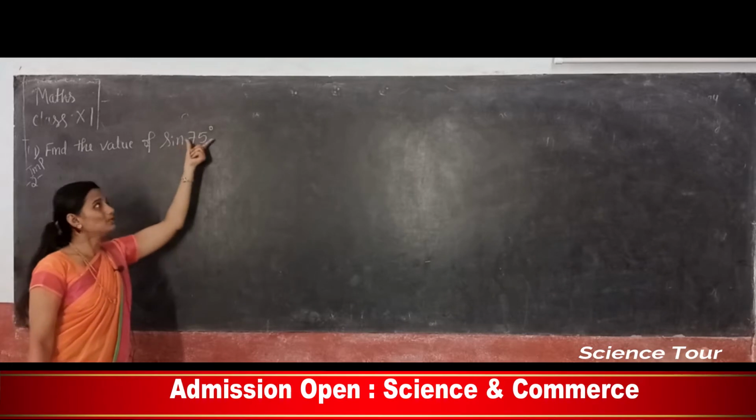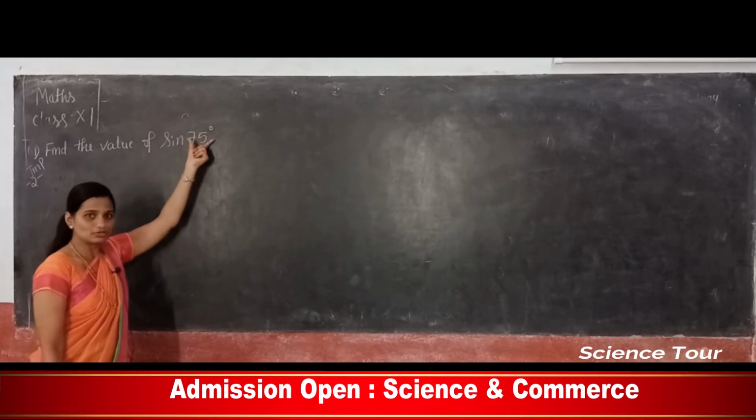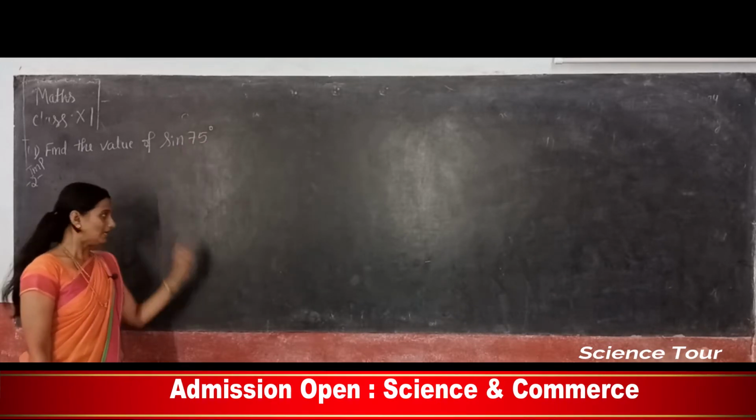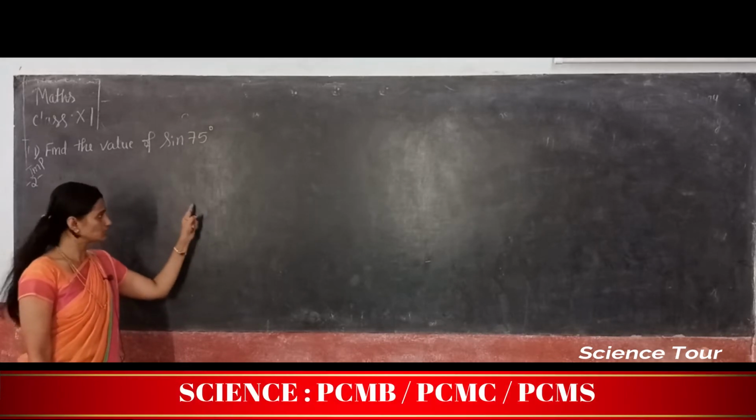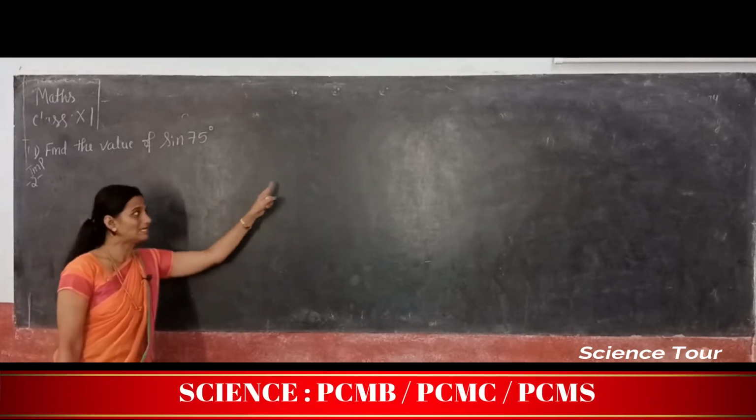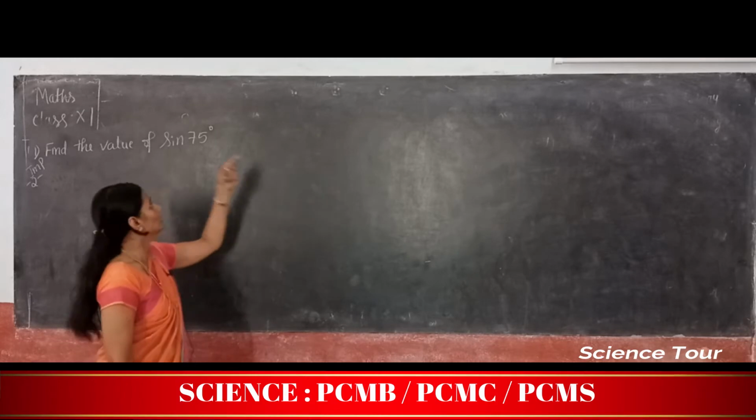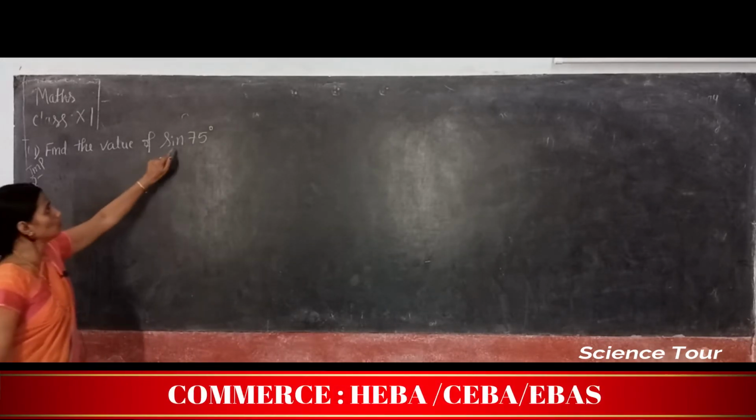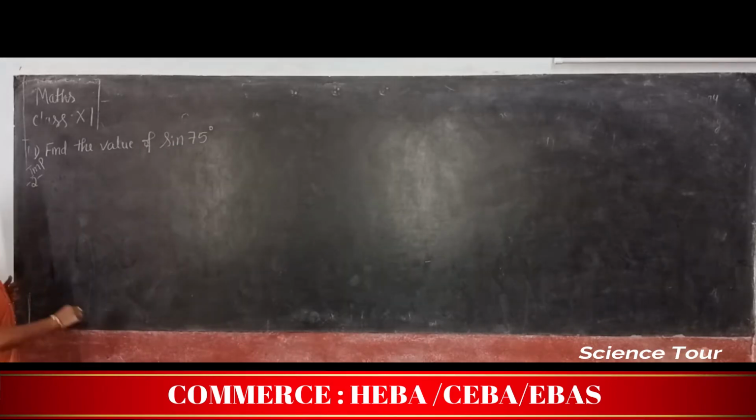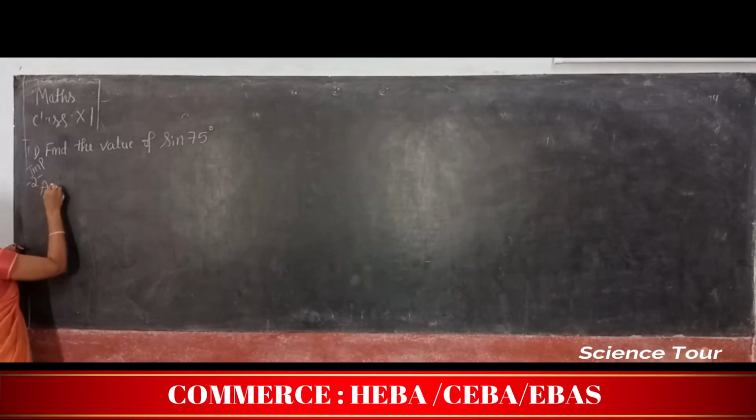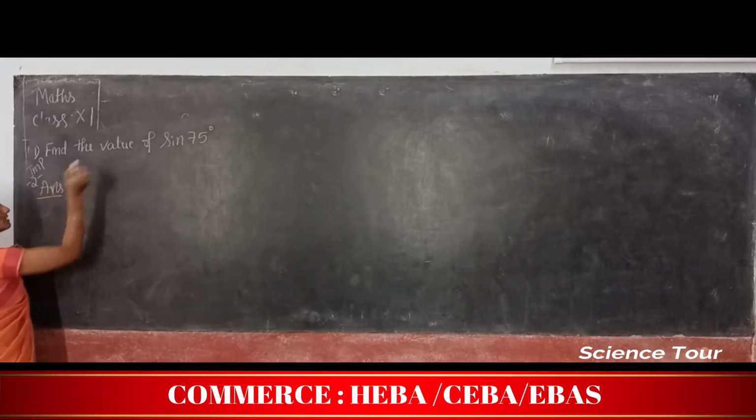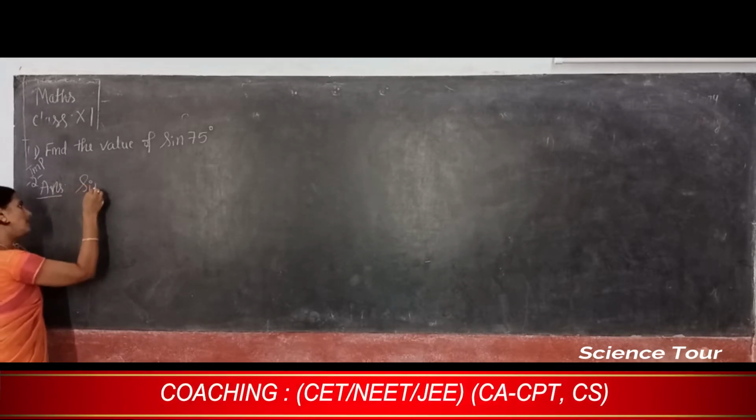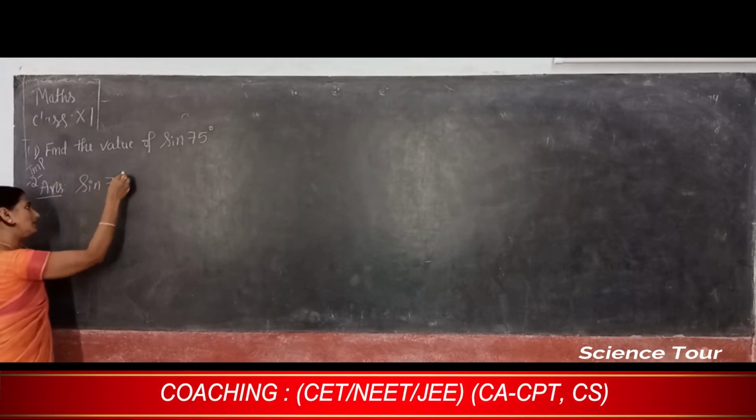Is this 75 in your trigonometry table? No, right? In trigonometry, what are the values? 0, 30, 45, 60 and 90, right? So this value is not in your trigonometry table. Then how to find this sine 75? See here. What is to find? Find sine 75 degree.